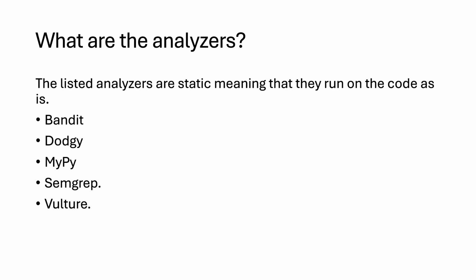MyPy checks type correctness, ensuring variables and functions follow defined hints for safer, more predictable behavior. Semgrep performs semantic code analysis, detecting logic flaws and enforcing custom security or style rules across the code base. Vulture searches for dead or unused code, helping developers keep projects lean and maintainable.